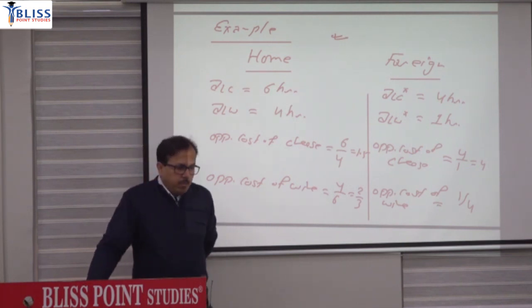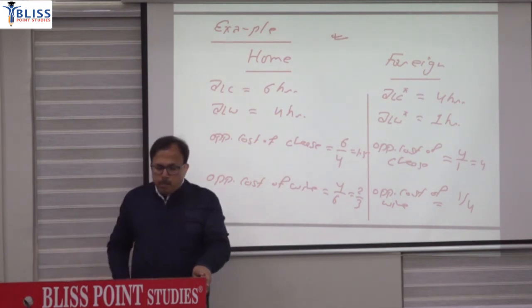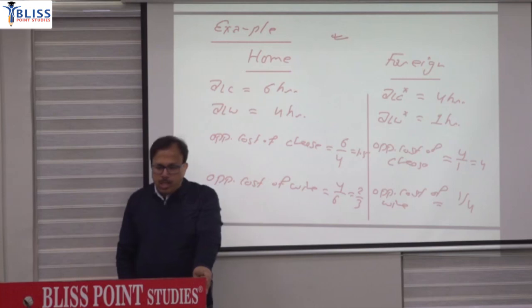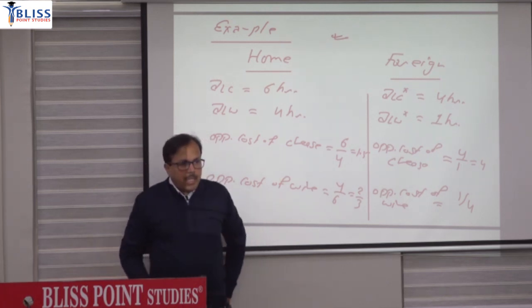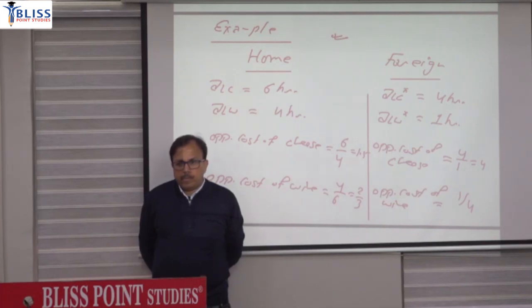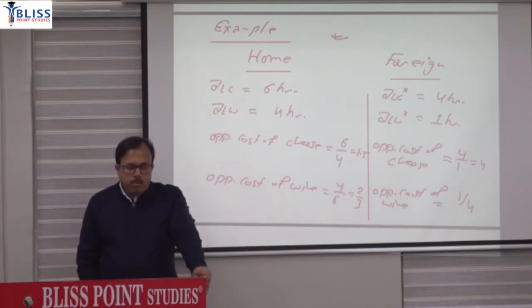In the above example foreign country has absolute cost advantage in the production of both goods because labor productivity is more in foreign country.